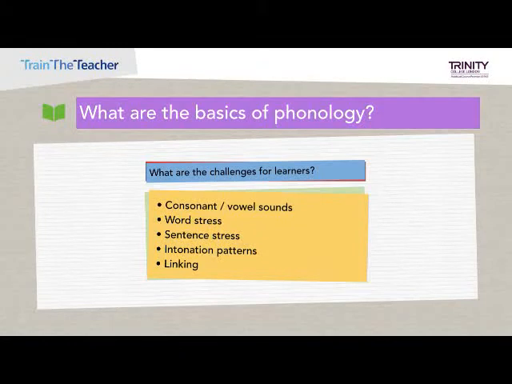What are the challenges for learners? There are many, and we're going to investigate more of them later. But here's a short list. Consonant and vowel sounds, word stress, sentence stress, intonation patterns, and linking, or sometimes called connected speech.